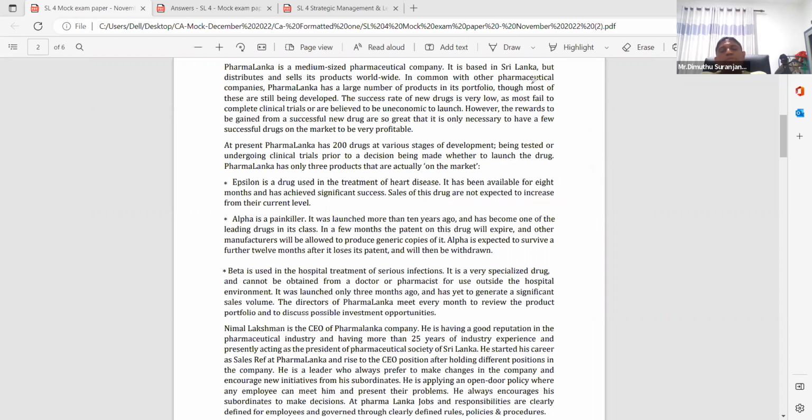So beta is used in the hospital treatment of serious infection. It is a very specialized drug and cannot be obtained from a doctor or pharmacist for use outside the hospital environment. It was launched only 3 months ago and has yet to generate a significant sales volume. So we have just launched the product, and still we are not experiencing high sales.